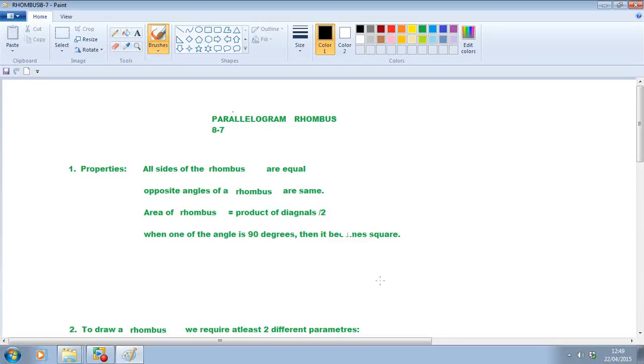Welcome to our first lesson in rhombus. First we'll see what a rhombus is. Just like a parallelogram. So, how do you draw a parallelogram? These two lines are parallel. Parallel means the distance between the two lines is the same at any point. So, what is a rhombus?